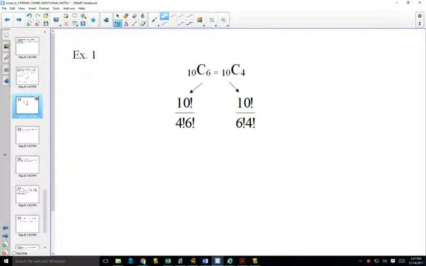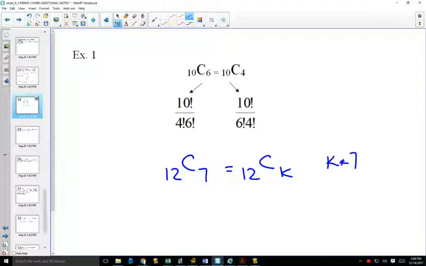If I had 12 choose 7 is equal to 12 choose k, and k did not equal 7, what does k equal? K would equal 5. Because making a group of 7 from 12 means every time you make a group of 7, you're left with a group of 5. So counting groups of 7 is the same as counting groups of 5.